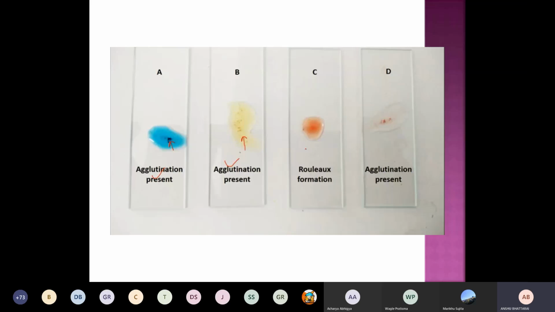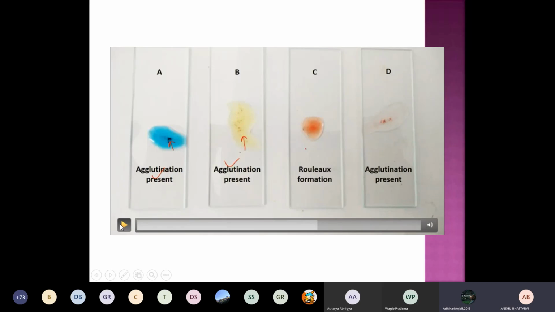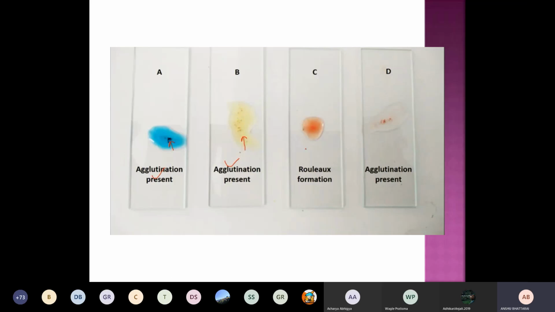Ma'am, sound is not coming. Sound is not coming. No, ma'am. From the beginning it wasn't coming or just now? After the Pratisma answer question. Okay, okay. One moment.